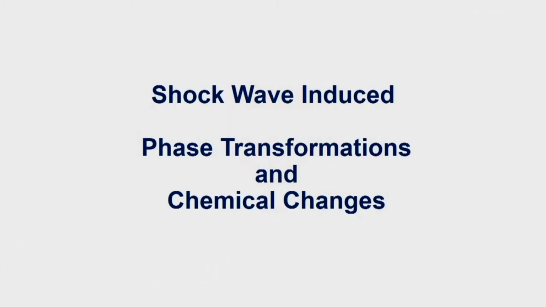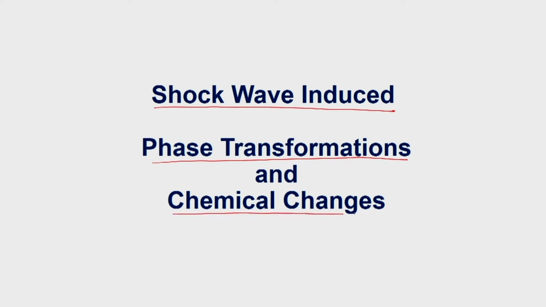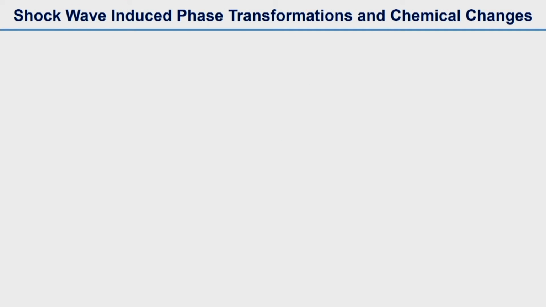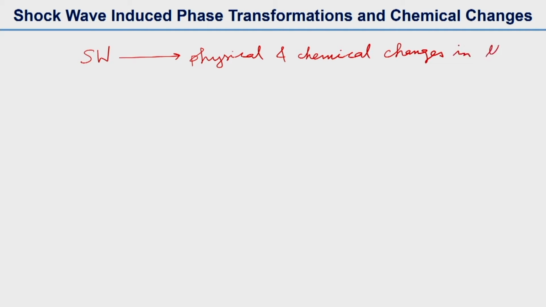So now we will talk about a new chapter, that is shock wave induced phase transformations and chemical changes. That means due to shock waves, what physical and chemical changes happen in the material. The shock waves, as we know, I will write SW for shock waves, produce physical and chemical changes in the material. When it passes through the material, the material undergoes some transformations.